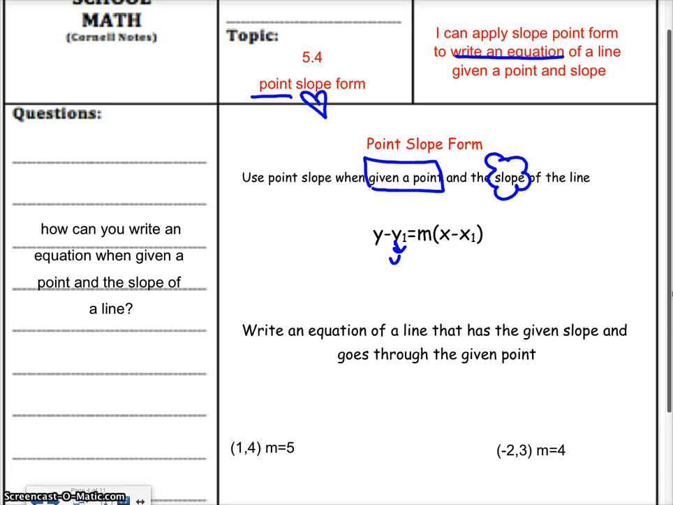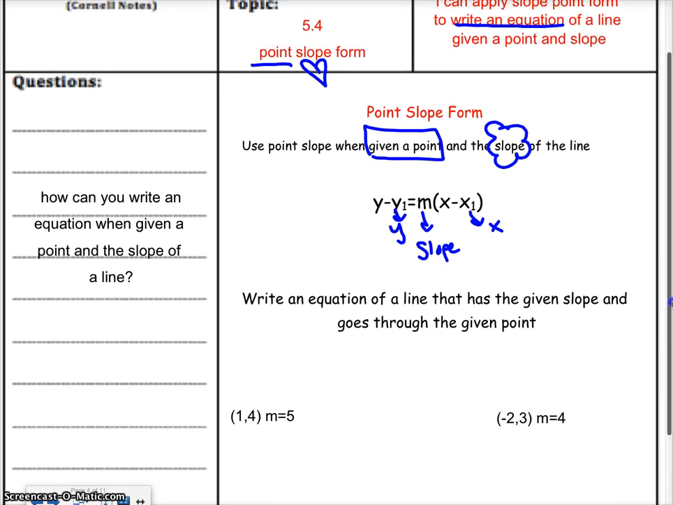This is the y you're given. This is your slope. This is the x you're given. So you're given a point, write it down because you want to be able to isolate what this really means. You're given a point, so the y sub 1 is the y that you're given. The x sub 1 is the x that you're given. And m is slope as you're used to. And we'll just apply it.